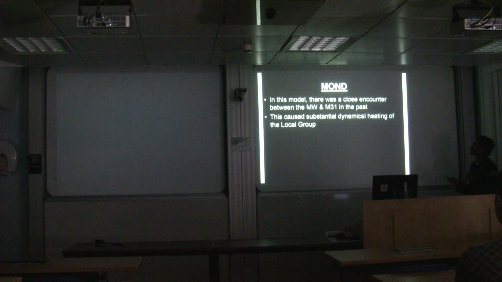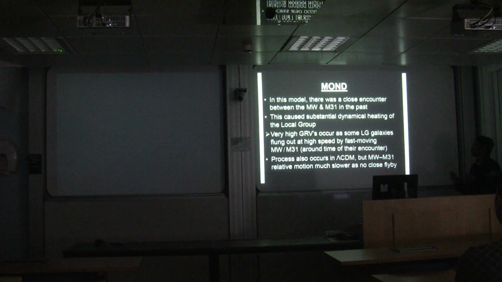Just to recap, in MOND, you have a fast close flyby between the Milky Way and Andromeda, which causes dynamical heating of the local group. Well, that means that it raises the velocity dispersions by flinging some galaxies out at very high speed, which is something that also occurs in lambda CDM, right? But in lambda CDM, the Milky Way and Andromeda have never been moving very fast because they've never approached each other very closely. So the process does occur, but it's much less efficient. That will become clear on the next slide.